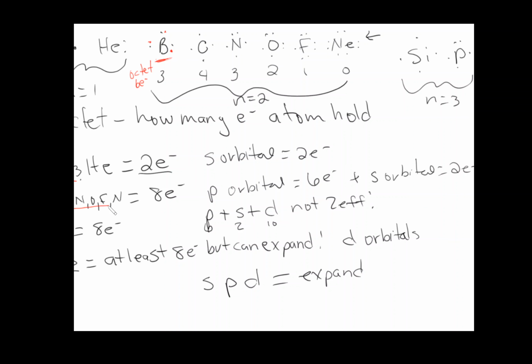But carbon, nitrogen, oxygen, fluorine, whoops, that's supposed to be a neon. Neon, and then silicon all can have 8. So I'm going to rewrite this. I'm going to clear this out, and I'm going to make an octet list for you. All right, here's our octet list.